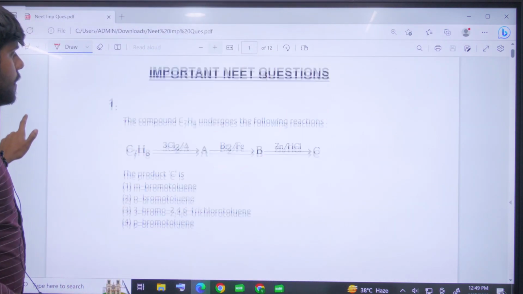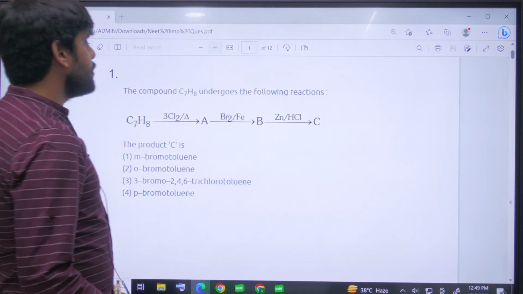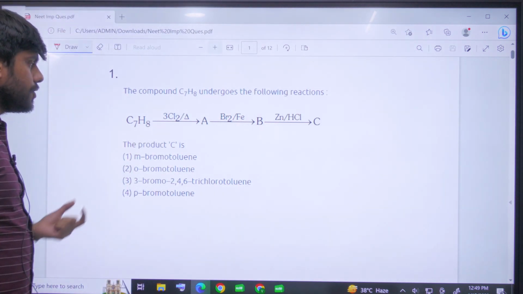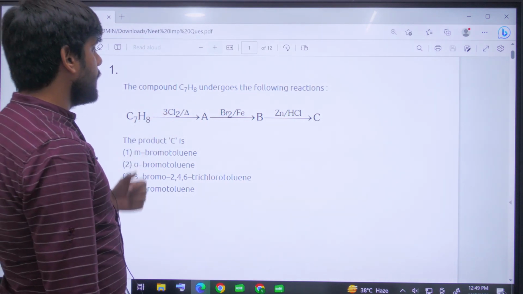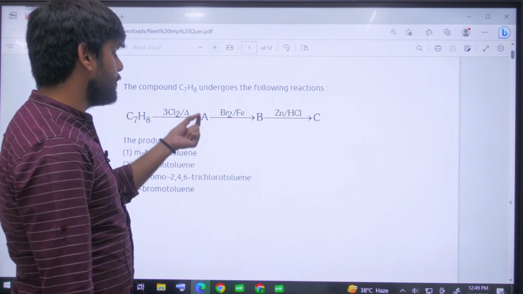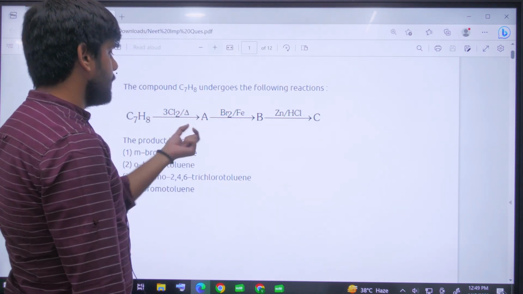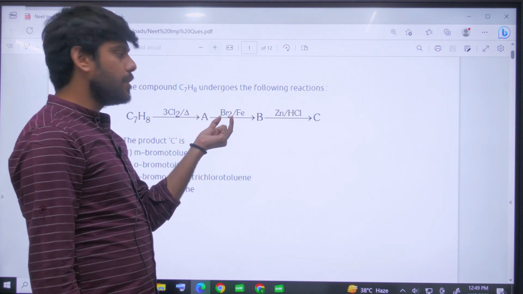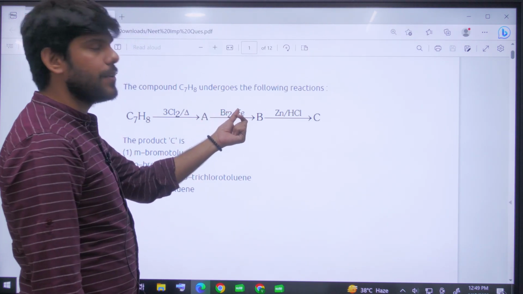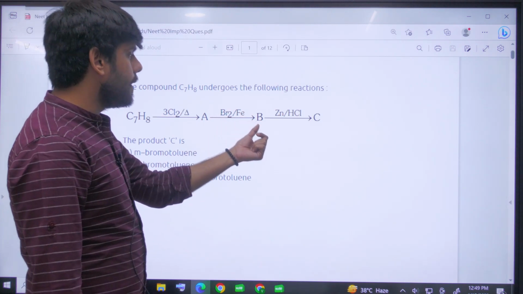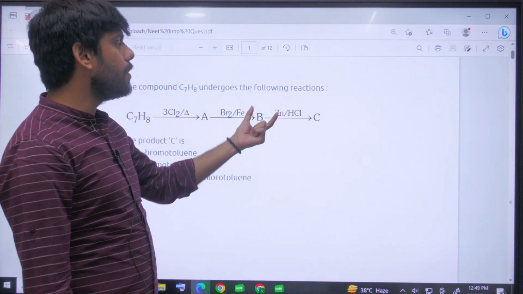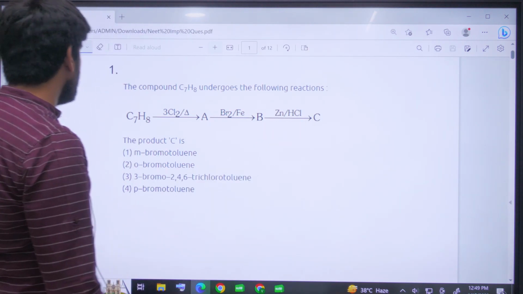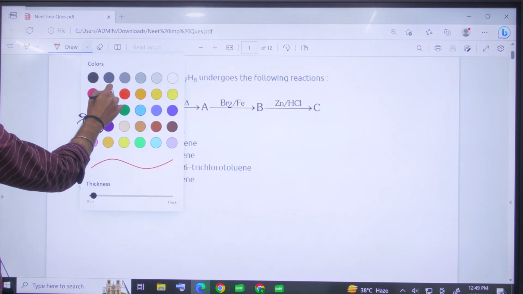The question number 1 is: the compound C7H8 undergoes the following reactions. C7H8 on 3 times chlorination in the presence of heat gives you A. Then this is your electrophilic substitution reaction, bromination in the presence of a Lewis acid gives you B, and B in the presence of zinc and HCl, this is your reducing agent, gives you C. So let us discuss this question.